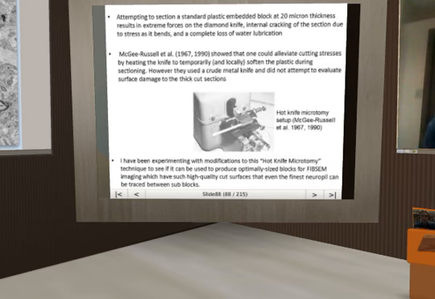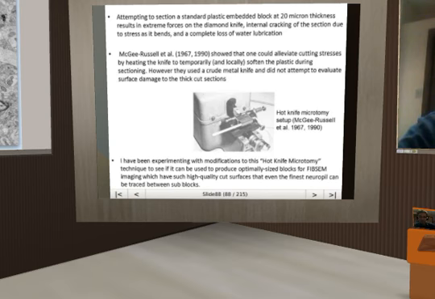Attempting to section a standard plastic embedded block at 20 micron thickness results in extreme forces on the diamond knife, internal section damage due to stress as it bends, and a complete loss of water location. McGee-Russell showed that one could alleviate these cutting stresses by heating the knife to temporarily and locally soften the plastic during sectioning. However, they used a crude metal knife and did not attempt to evaluate the surface damage of these thick-cut sections.